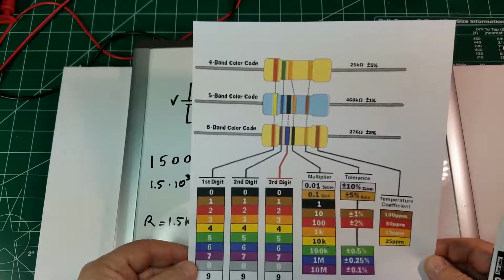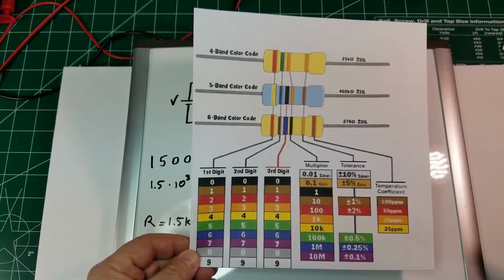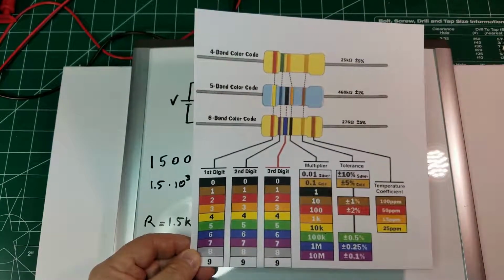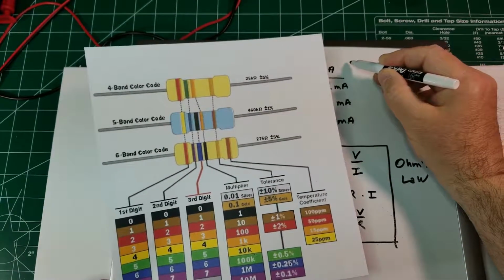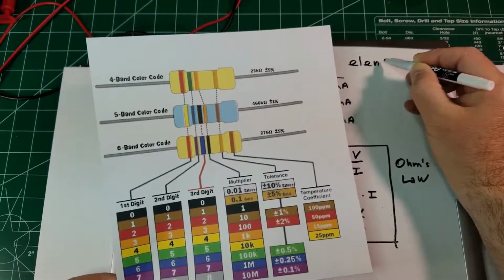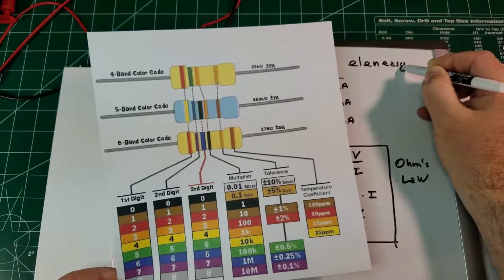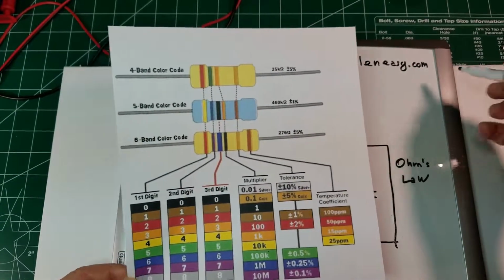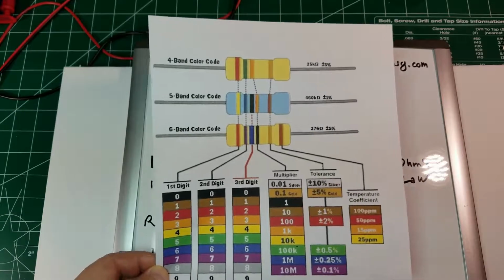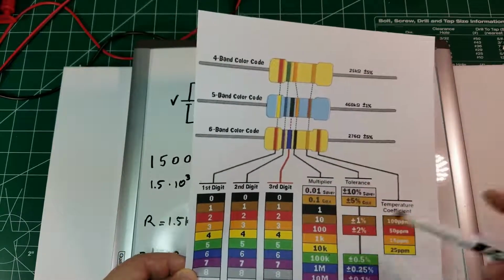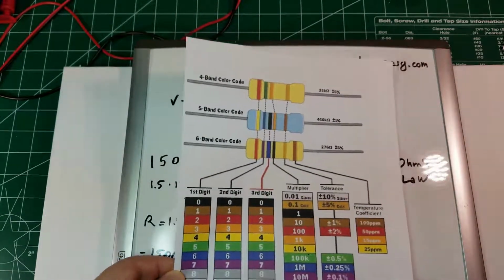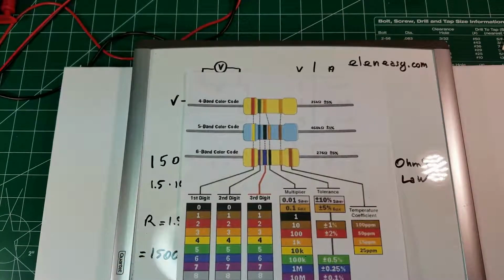If you want a table like this, you just Google it, or more easily, you can download it from my website, eleneasy.com. Go there, and you will find a post which has a picture of this table. You can take the picture from there and use it at your own pleasure.